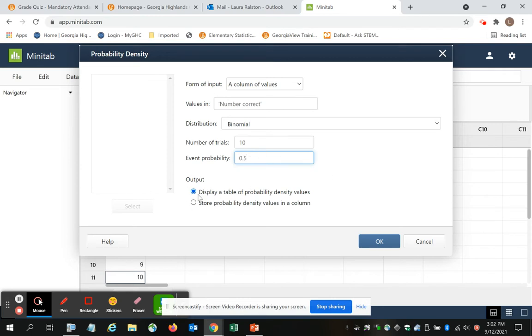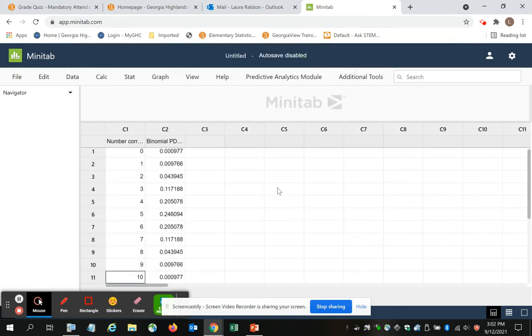As far as the display, you can have it create a whole other table. For me, it's just as easy to tell it to store those values into the column of data that I already have selected. So I'm going to choose store probability density values in a column and click OK. Minitab automatically, using that crazy looking formula, calculates all of those binomial probability distributions. I can then use that to help me answer the questions, but I have to be really careful to read it correctly.